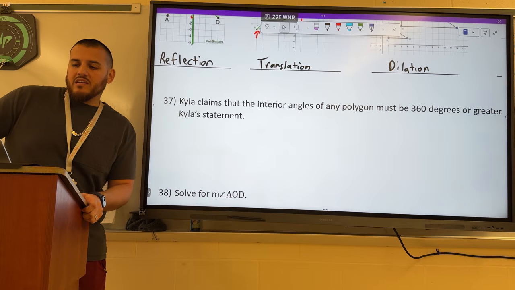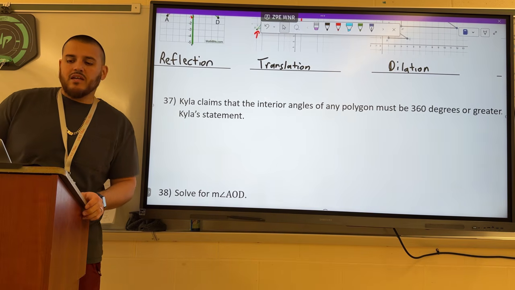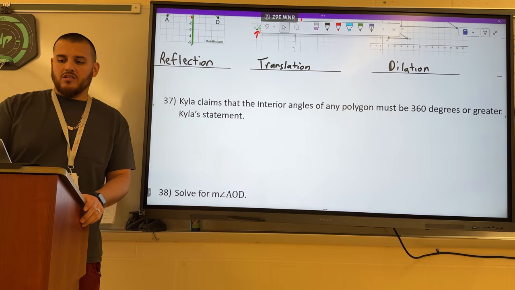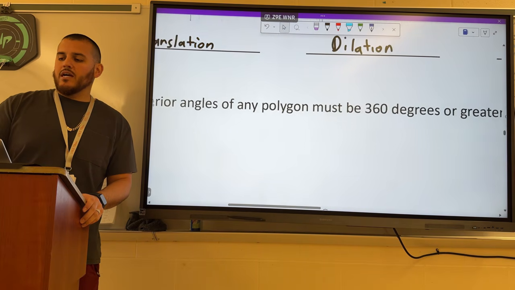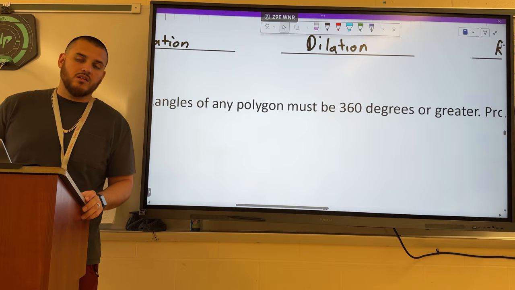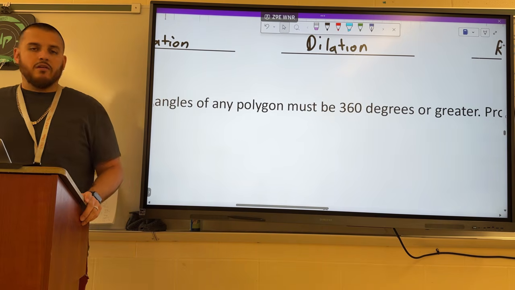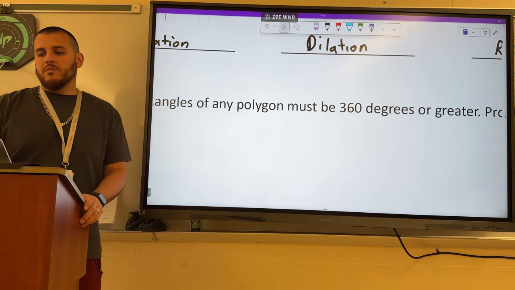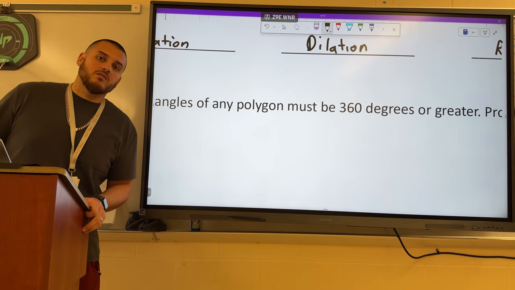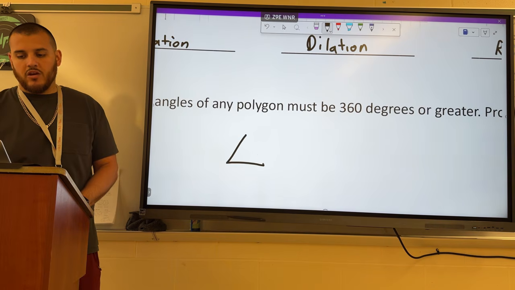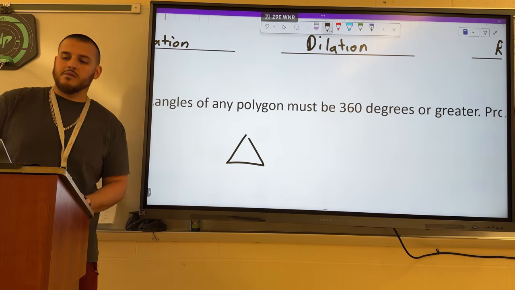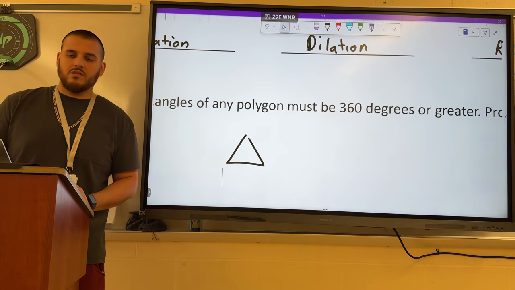In question 37, we're asked to provide a counterexample to a false conjecture. So Kyla claims that the interior angles of any polygon must be 360 degrees or greater. If you're in your second semester of geometry, you better know that the angles of a triangle only add up to 180 degrees. So a triangle is a counterexample that proves that that statement is false.